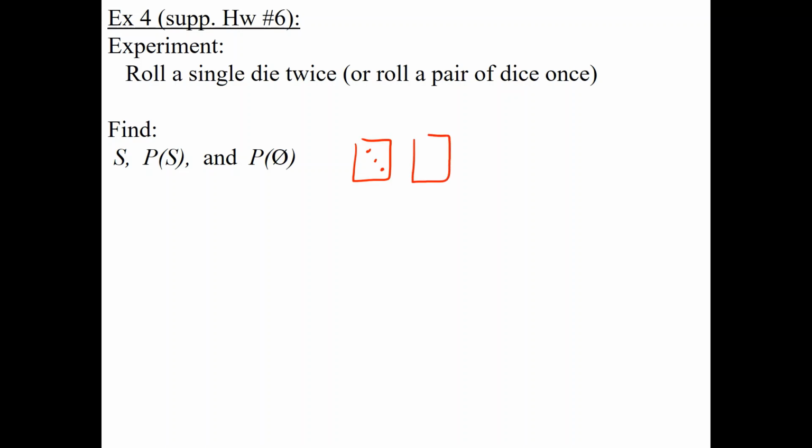So what does this mean here? Again, this is not 2 outcomes. This is 1 outcome, because the experiment says twice. So you're rolling twice, or you're rolling a pair once. So again, what does this mean? If you think of rolling a single die twice, this could be the first roll, and this could be the second roll.